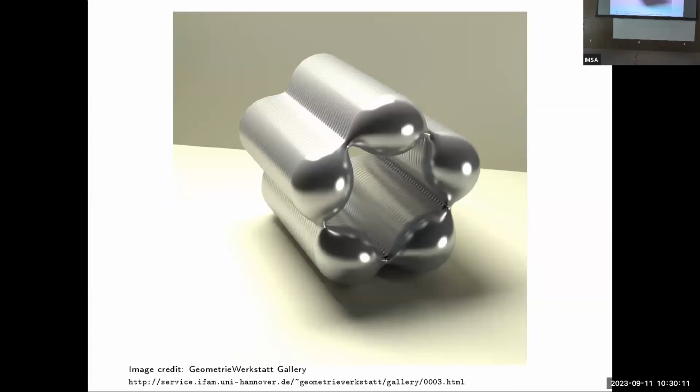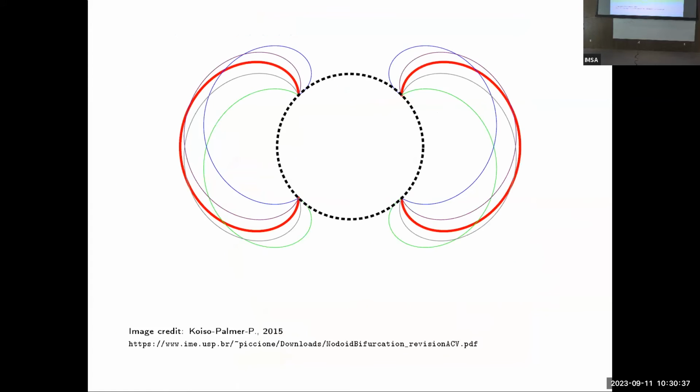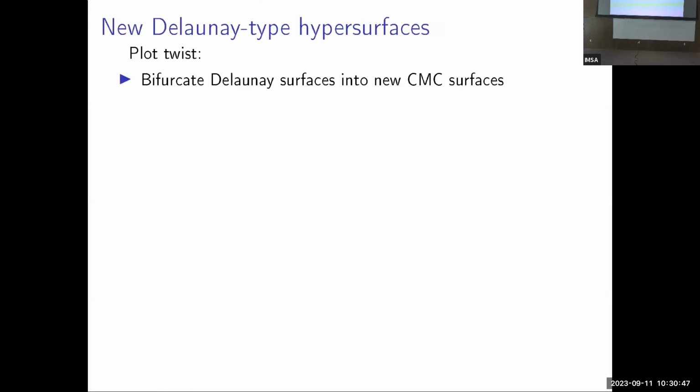Notice that these solutions are no longer rotationally symmetric, but they preserve some discrete symmetry. This is what happens here. So one of the results that I did with a couple of colleagues, Miyuki Koiso and Ben Palmer, was to study a fixed boundary problem related to this, and we also proved the existence of bifurcating nodoids with fixed boundary using bifurcation theory.